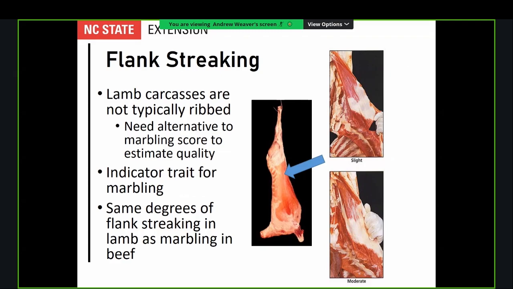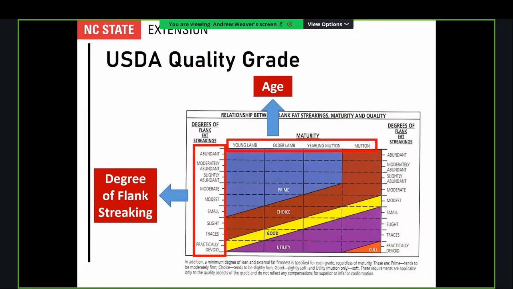And so we use flank streaking as our indicator trait. So we're looking at the amount of fat that's deposited on the inside of that flank. So you can open up that flank on the carcass, compare that to our USDA standards, evaluate how much fat is there, and determine that flank streaking score. And so we determine the degrees of flank streaking, very similar to degrees of marbling in beef.